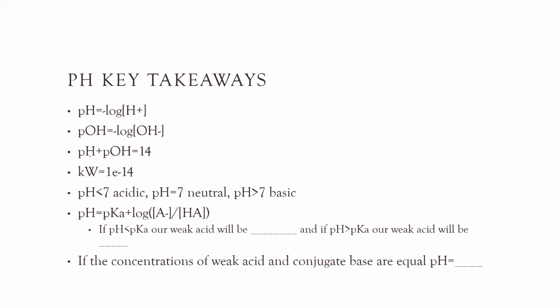Okay. So pH key takeaways. pH is the negative log of your proton concentration. pOH is the negative log of your hydroxide ion concentration. I find this one kind of useful because she has asked questions in the past where she gives you the concentration of OH, let's say it equals 6 times 10 to the minus 8, and she'll ask you something like, what is the pH, right?